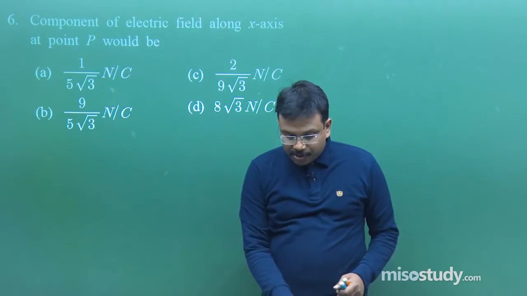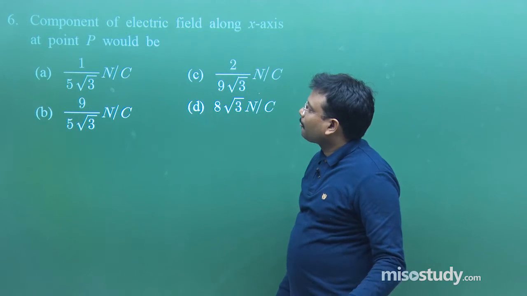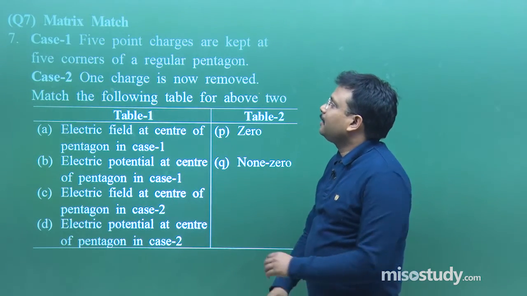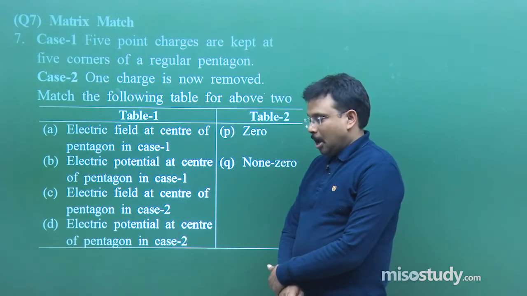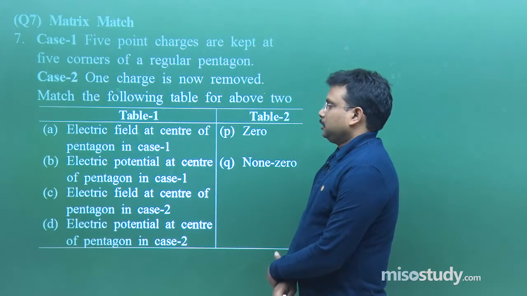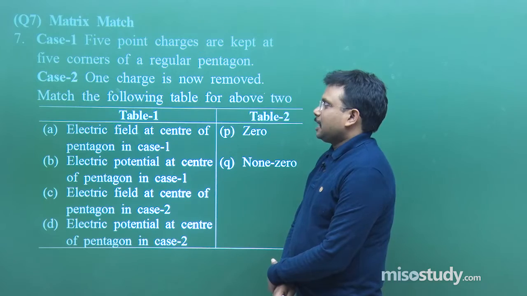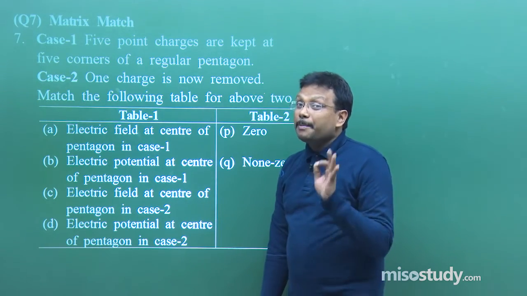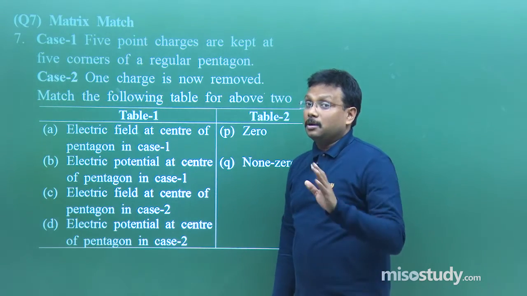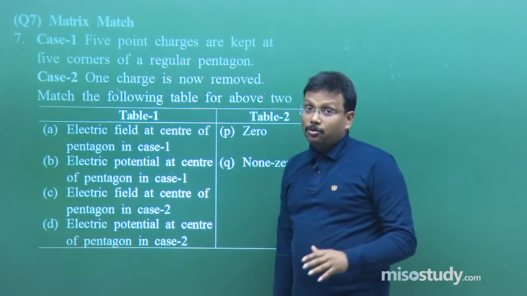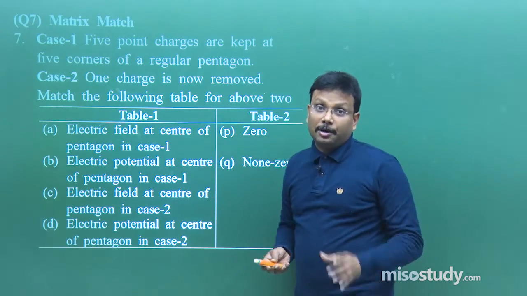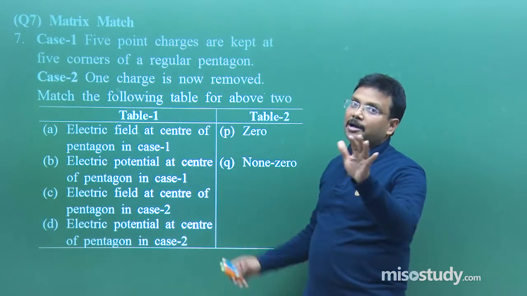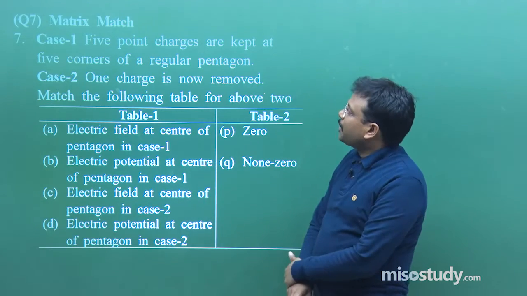Then comes question number 7, which is a matrix match type of question. Nowadays the trend in these types of exams is that questions not only check the student's capability to solve a question correctly, but also a lot of associated concepts. In one question many concepts can be checked. Say for example, consider this particular situation.